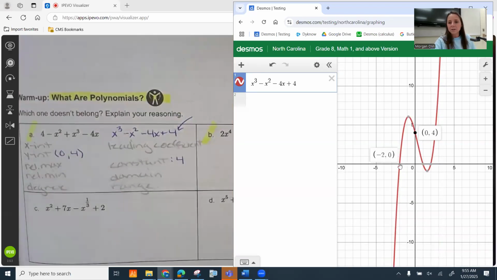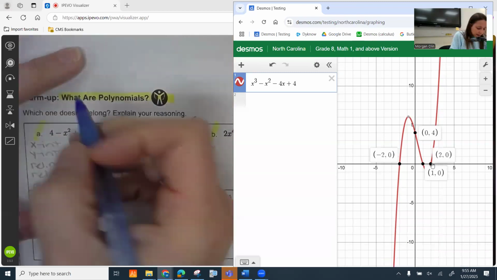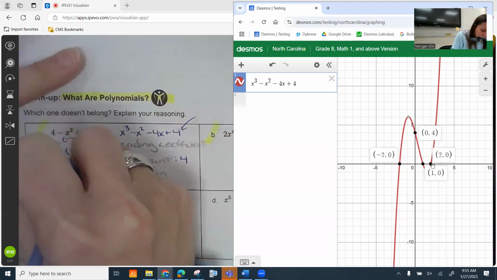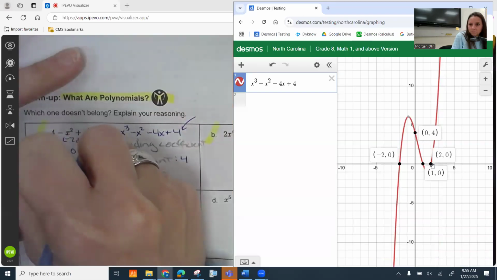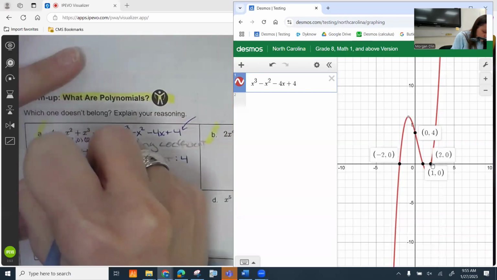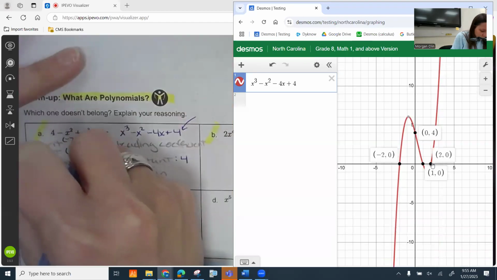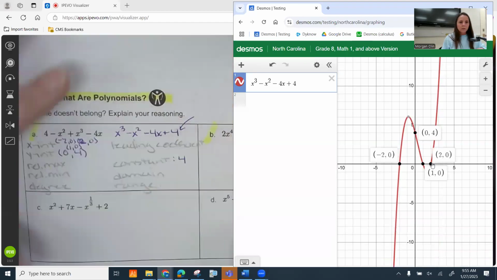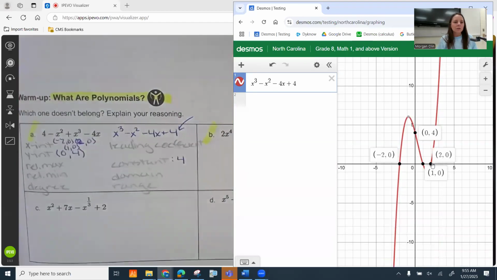Okay, so let's look at x-intercepts. I've got 3 of them right here. Okay, one of them is at -2, 0. One of them is at, whoops, 2, 0, sorry. And the other one is at 1, 0. So 3 right there. Okay, you can have multiple x-intercepts, but you're only going to have one y-intercept.